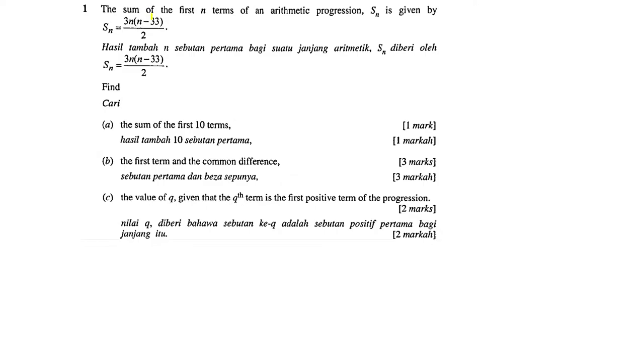We look at SPM 2018. The sum of the first n terms of an arithmetic progression is given by 3n bracket n minus 33 over 2. How to find the sum of the first 10 terms? Sub the n with 10. So I will get 3 times 10 times (10 minus 33) over 2. So I get negative 345, 1 mark.